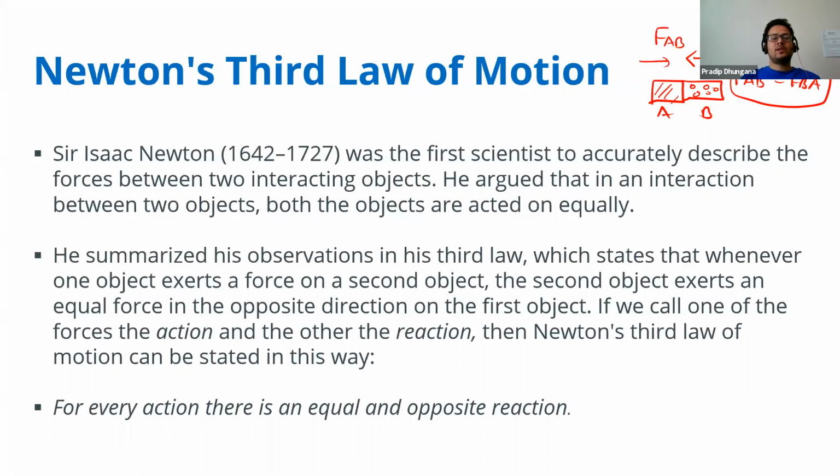So in that way, we can describe Newton's third law of motion: for every action, there is an equal and opposite reaction. If this F_AB is the action, then F_BA is the reaction. Please let me know if you have any question about Newton's third law of motion.